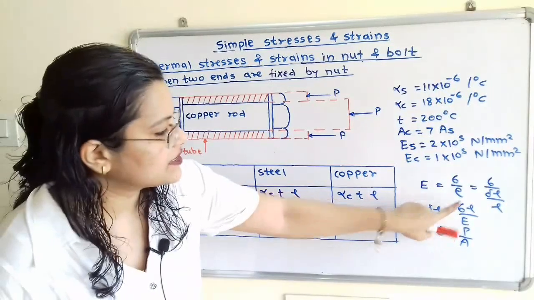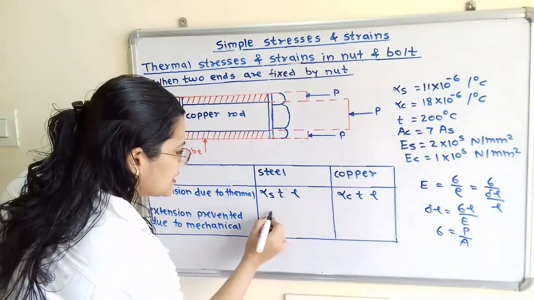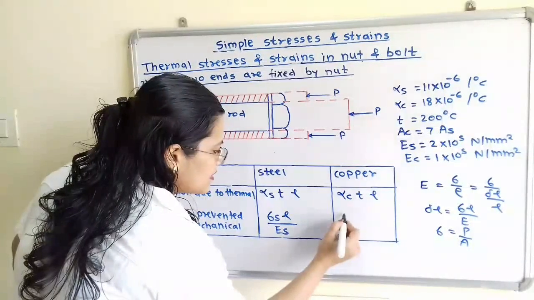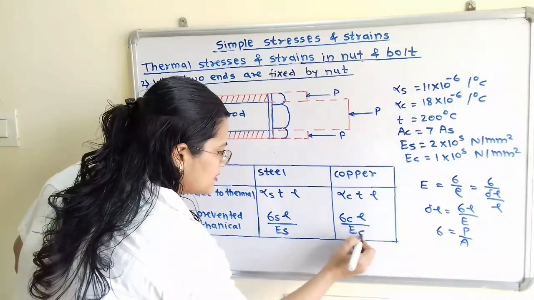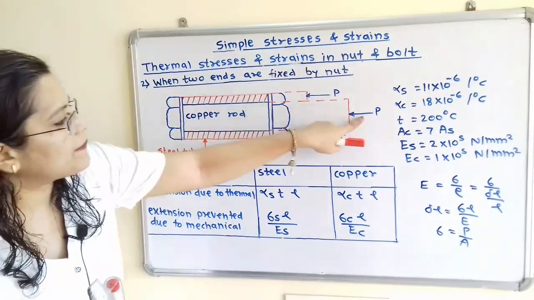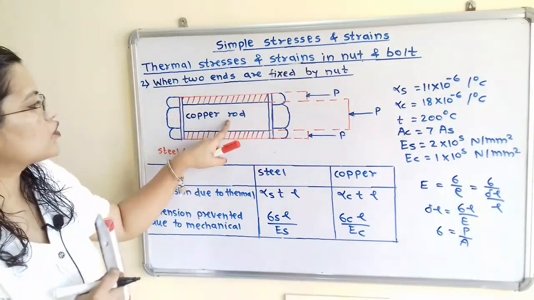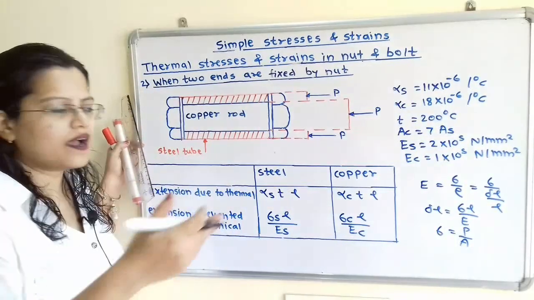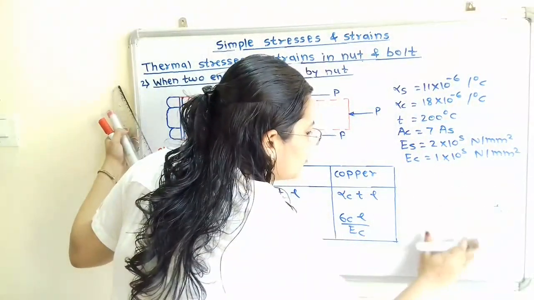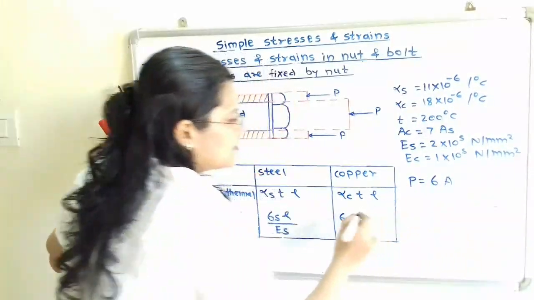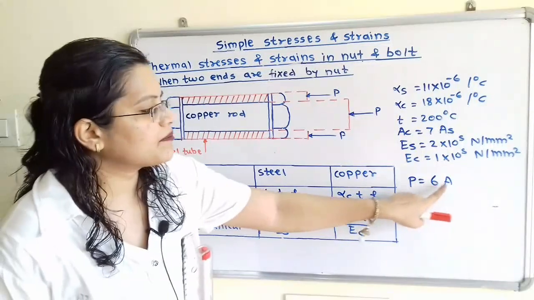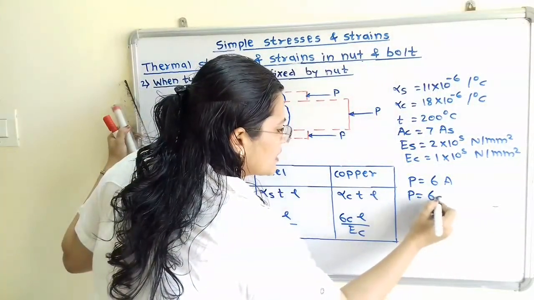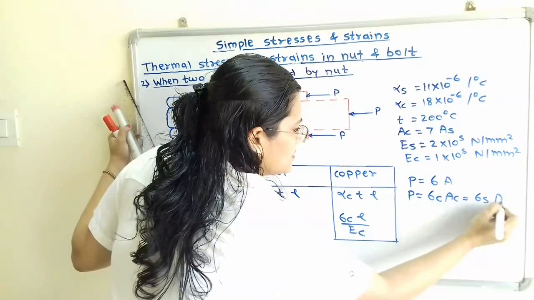And that's why we will consider this sigma. So I will write here sigma S multiplied by L divided by ES for steel, and for copper sigma C multiplied by L divided by EC. Now if we observe, this applied force P is equal for both the copper rod and steel tube. So we can write P is equal to sigma A. For the copper rod we will write sigma C AC, and it is also equal to sigma S AS. So P is equal to sigma C AC, which is equal to sigma S AS.